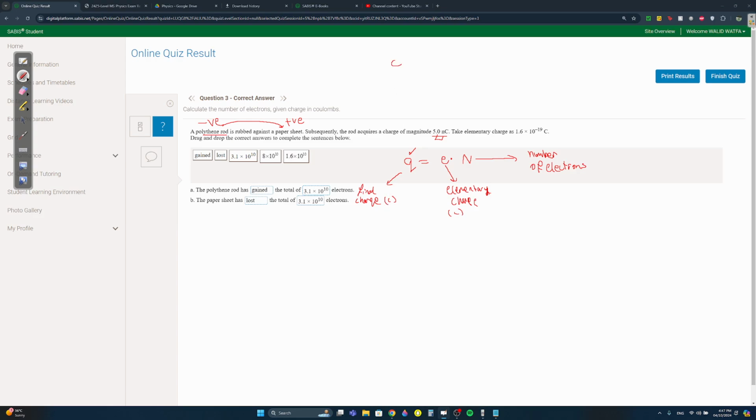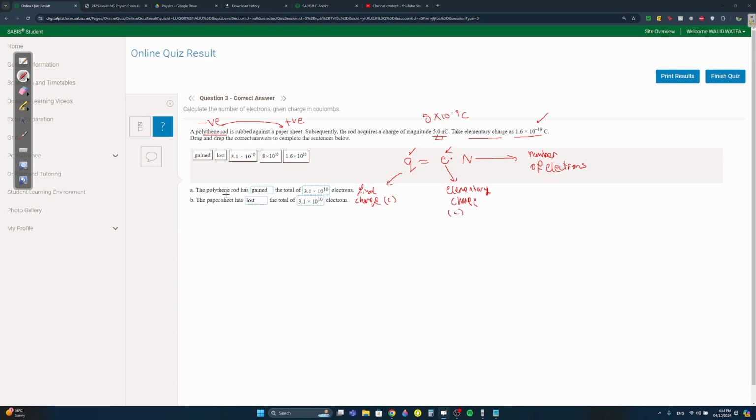From coulomb to nanocoulomb, you multiply by 10 to the power of 9. But if you're going backwards, you multiply by 10 to the power of negative 9, because the prefix nano means times 10 to the power of negative 9. You want to change this nanocoulomb into coulomb. You're going to change it into 5 times 10 to the power of negative 9 coulomb. Take the elementary charge as 1.6 times 10 to the power of negative 19 coulomb. So this e, they gave it to us.